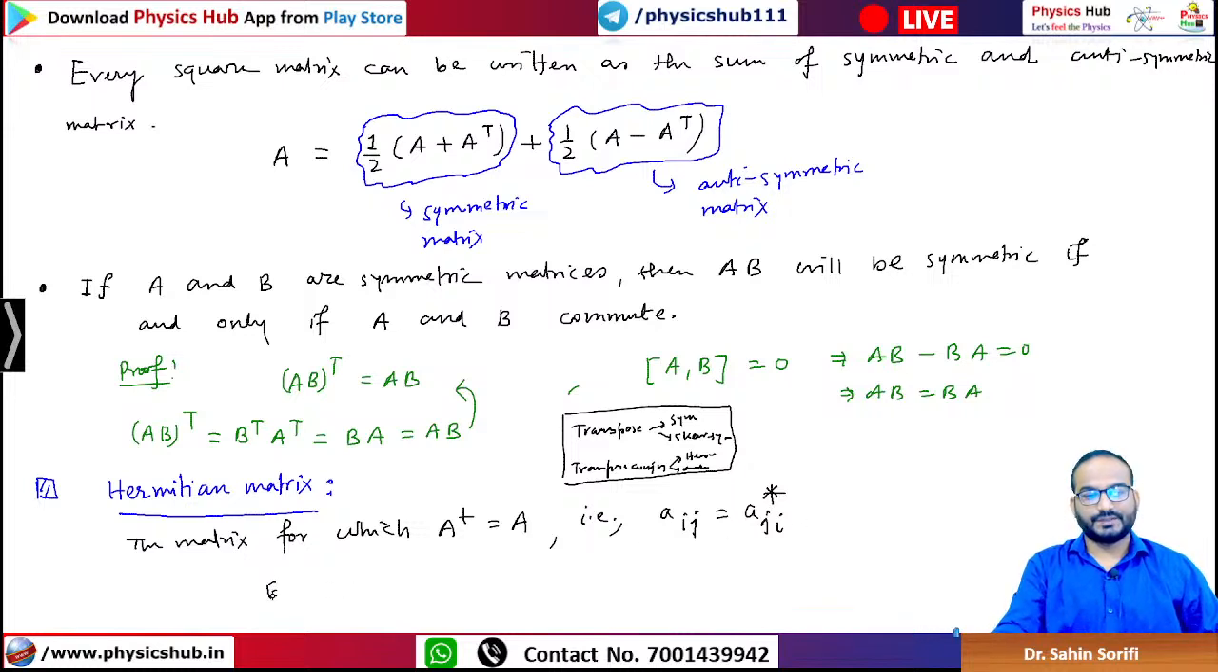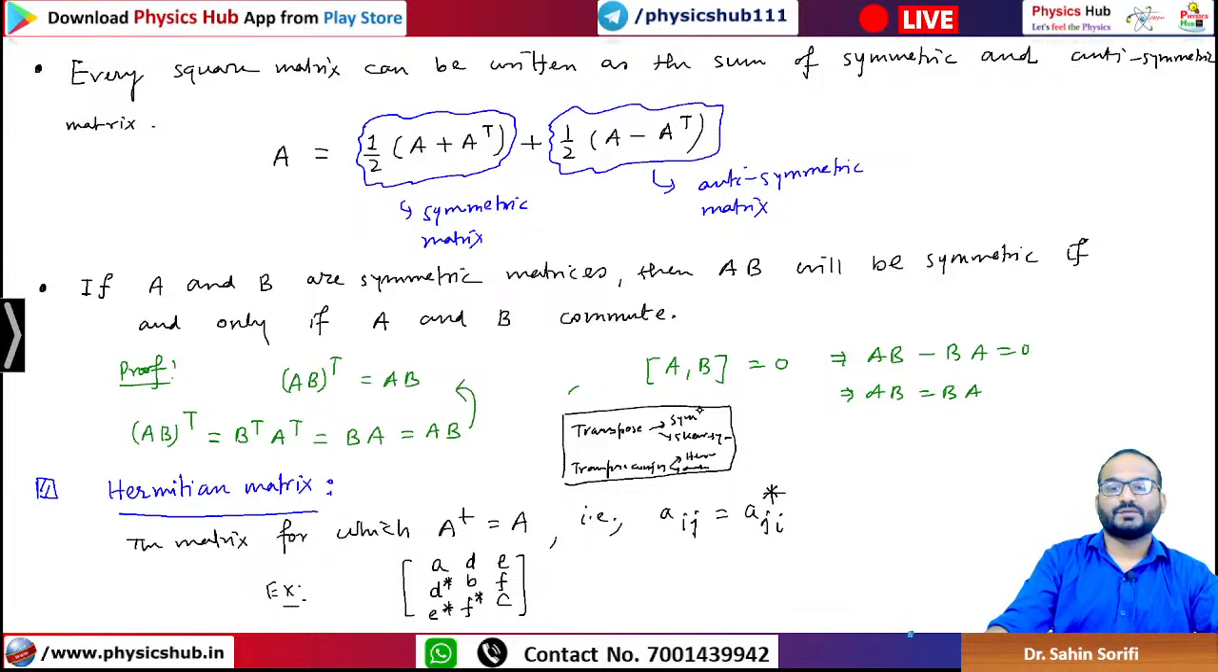So if you take an example, the principal diagonal elements are A, B, C. Now the off diagonal elements: if I consider, let's say, D here as A12, then A21 will be D star. If you consider E, this will be E star. If you consider F, this will be F star. This is the basic difference between symmetric and Hermitian.